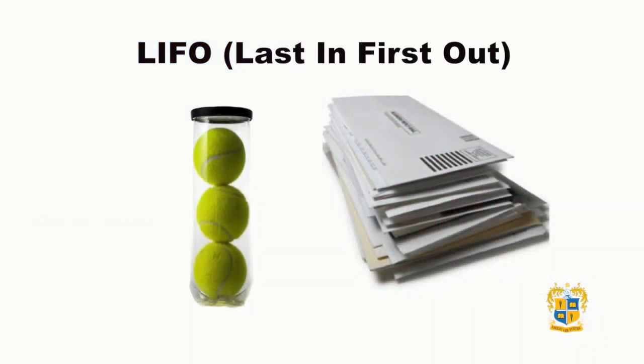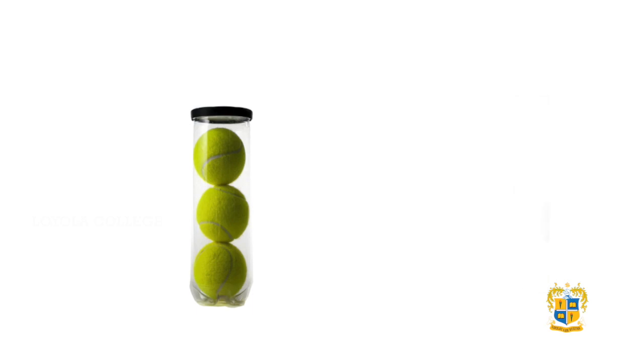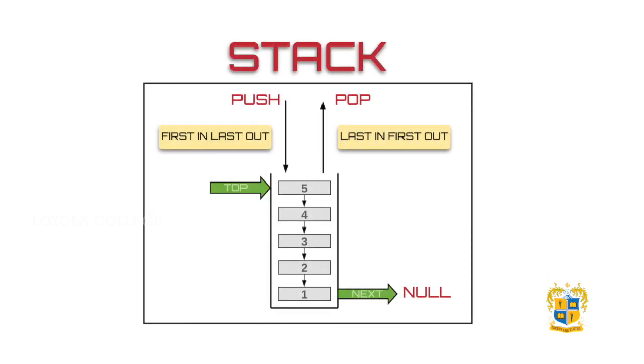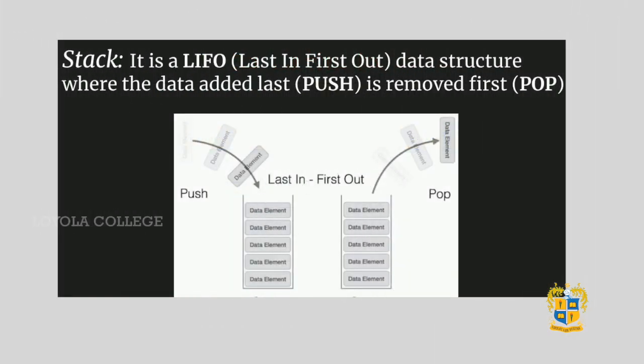Stack. A stack or LIFO, last in, first out, is an abstract data type that serves as a collection of elements with two principal operations: push, which adds an element to the collection, and pop, which removes the element that was added last. In stack, both the operations of push and pop take place at the same end, that is at the top of the stack. It can be implemented by using both array and linked list.